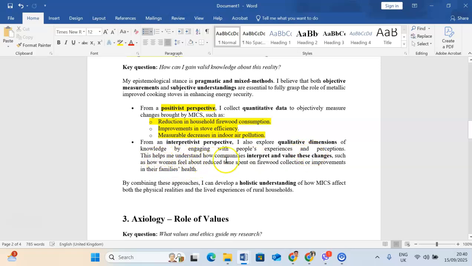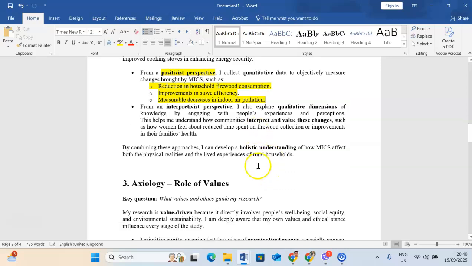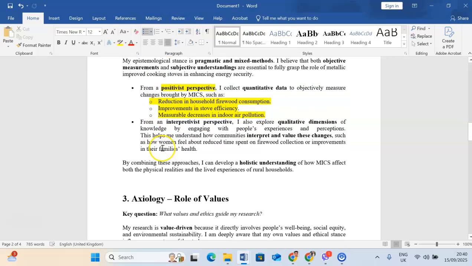This helps me understand how communities interpret and value the changes, such as how women feel about reduced time spent on firewood collection or improvements in their family's health. By combining these approaches, I can develop a holistic understanding of how metallic improved cooking stoves affect both the physical realities and the lived experiences of rural households. That's what comes under epistemology.